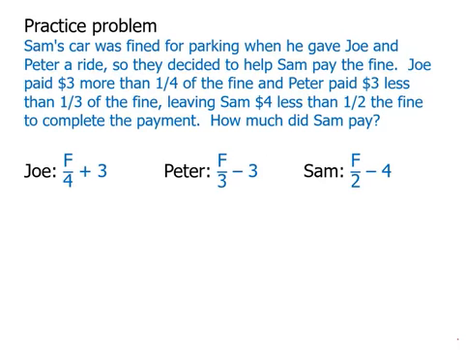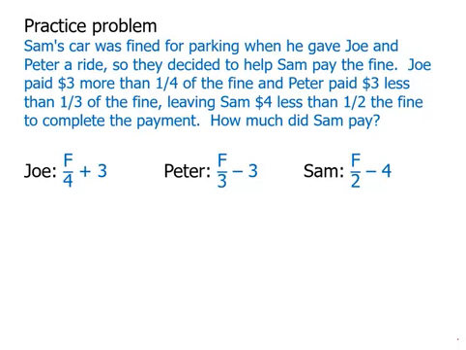So we're told that Joe paid $3 more than 1/4 of the fine. So f over 4 plus 3. Peter paid $3 less than 1/3 of the fine. So f over 3 minus 3. And then Sam paid $4 less than half the fine. So that's f over 2 minus 4.